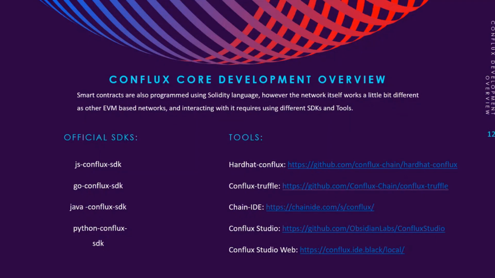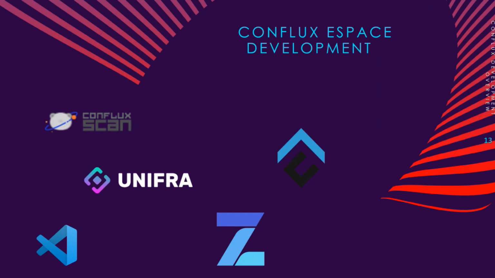That's a key difference. There is also Chain IDE, which is an interface that allows you to develop on Conflux Core. And you have Conflux Studio, which has 2 versions. One is for desktop applications, and the other one is a web-based app you can access from any browser. So apart from this, there are some tools that are shared between both eSpace and Conflux Core.